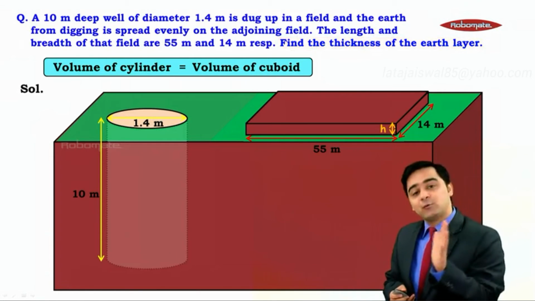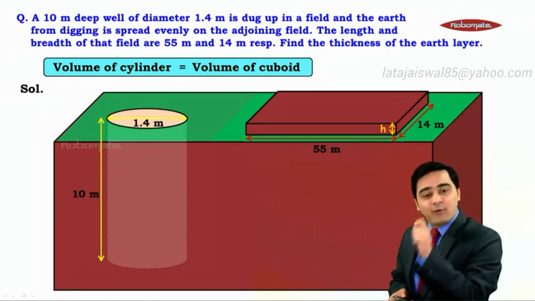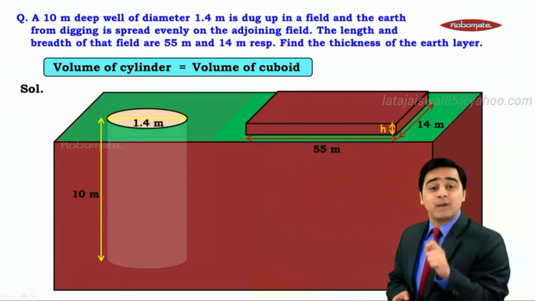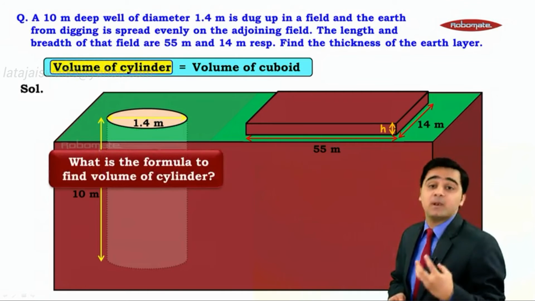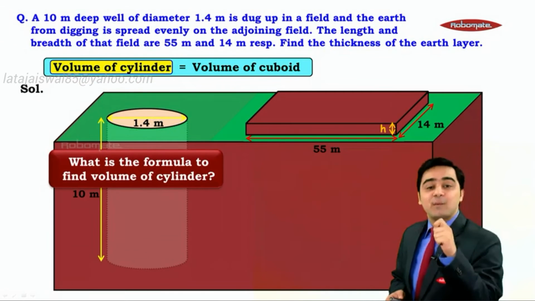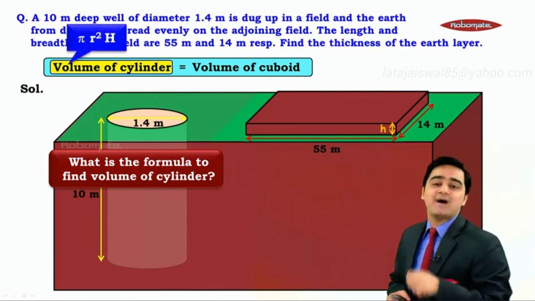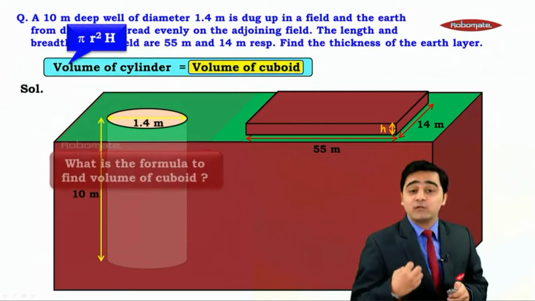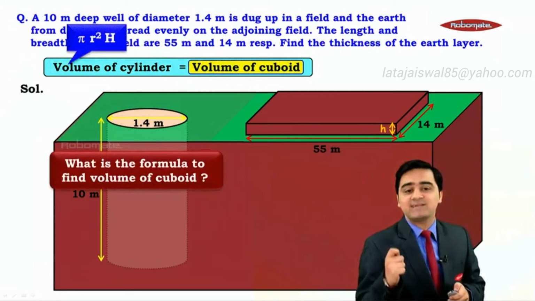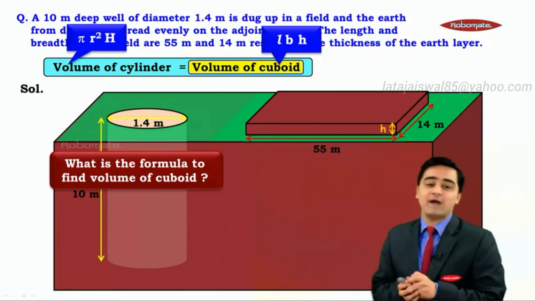Let's get back to the given information. We know that volume of cylinder is equal to volume of cuboid. Let's first focus on volume of cylinder. Now my dear students, what is the formula to find volume of cylinder? Yes, it is pi r square h. So we'll write pi r square capital H. Next, now let us focus on volume of cuboid. What is the formula to find volume of cuboid? Yes, it is LBH. So we have written that there.